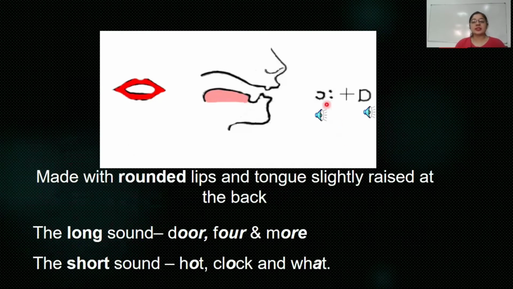Now, this is the "o" sound, made with rounded lips and the tongue slightly raised at the back. Now, these are also back sounds. The long sounds are in door, for, more. And the short "o" sound is in hot, clock, what, not.